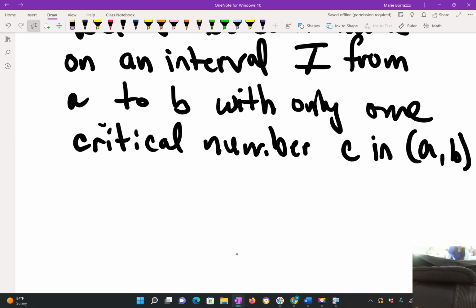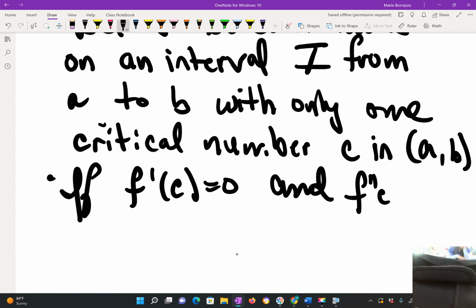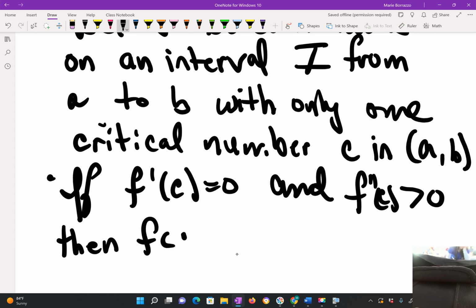It says if, there's another major point, if the first derivative of c is 0, and the second derivative of c is greater than 0, then, kind of redundant, but they're saying f of c is the absolute minimum.